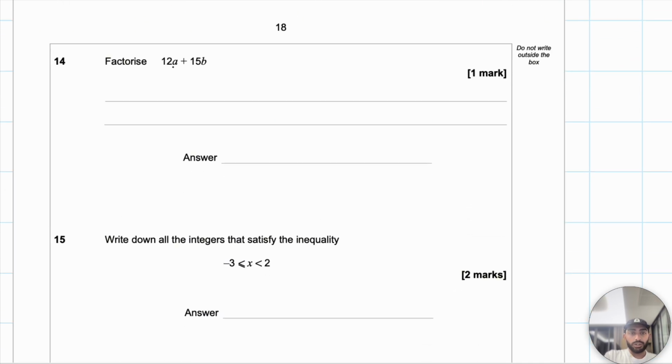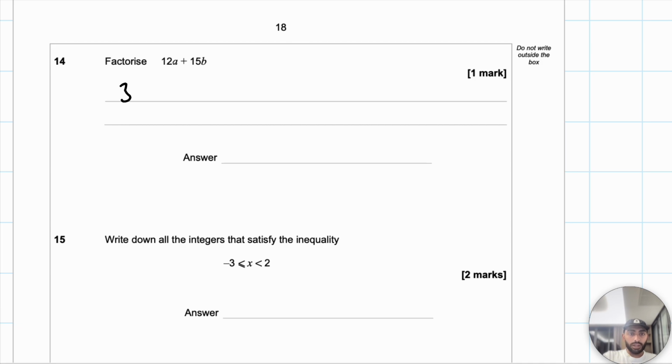Question 14. Factorize 12a plus 15b. Whenever you're factorizing, you're looking for the highest common factor of both of these terms. So of the numbers, what's the highest common factor of 12 and 15? 1 goes into both, 2 doesn't go into both, 3 does go into both. Is there anything larger than 3 that goes into both? 4 would it work, 5 would it work, 6 would it work, 7 would it work? So after you've gone halfway, you've probably found what you need.